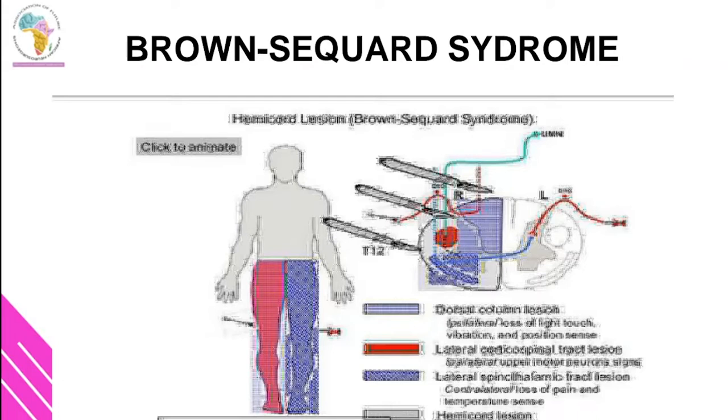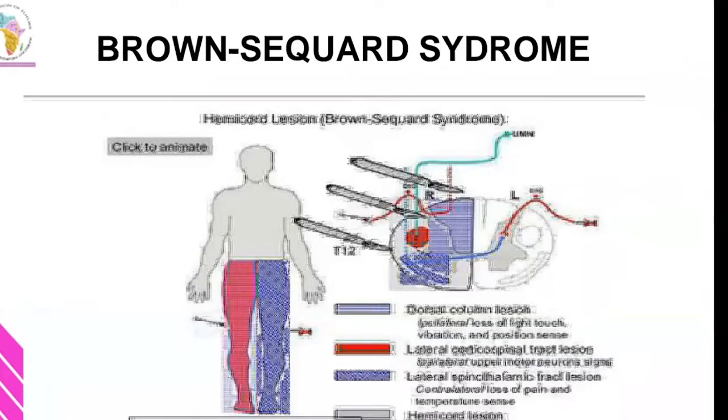These are the symptoms the patient presented with on the ipsilateral side, which is on the right side where the lesion was. For the lateral spinothalamic tract lesions, we know these tend to cross in the spinal cord. Hence, the patient presented with contralateral loss of pain and temperature.